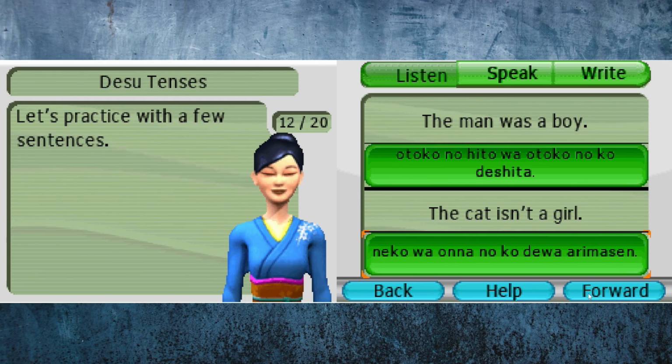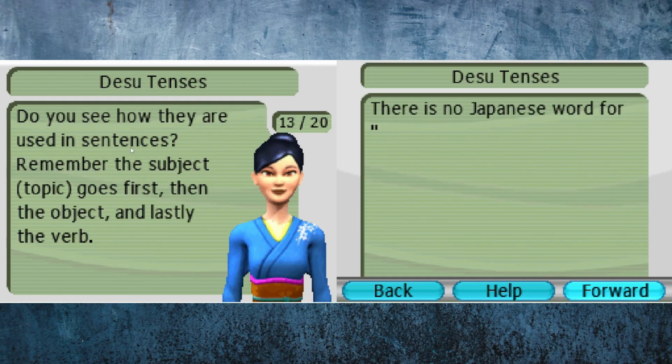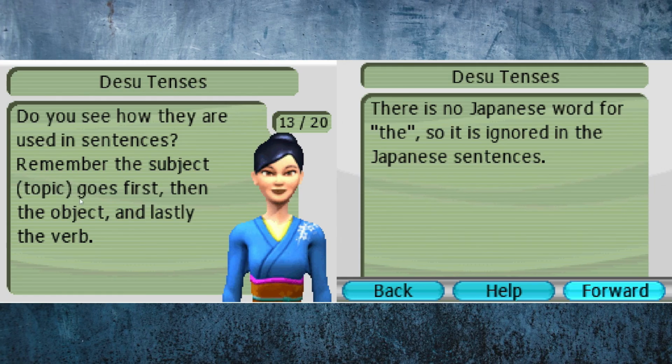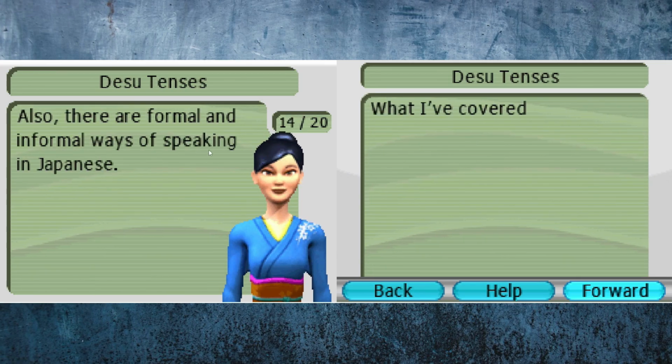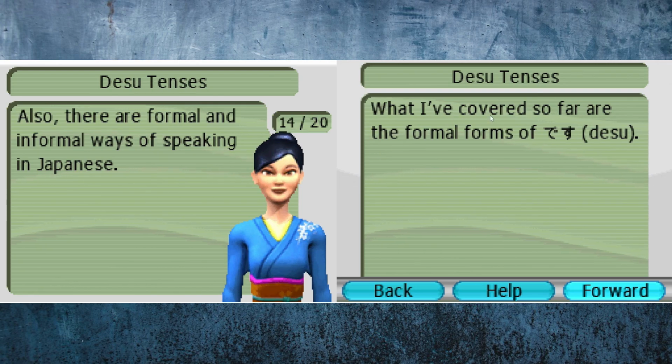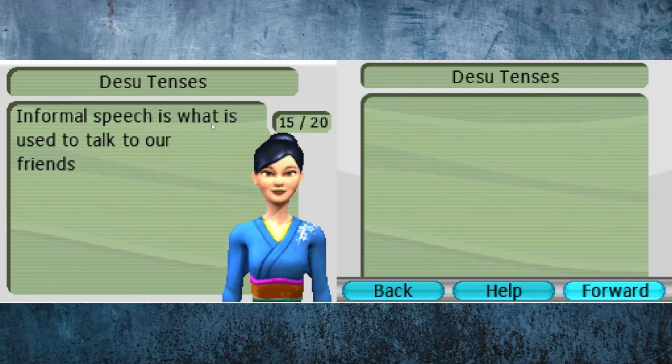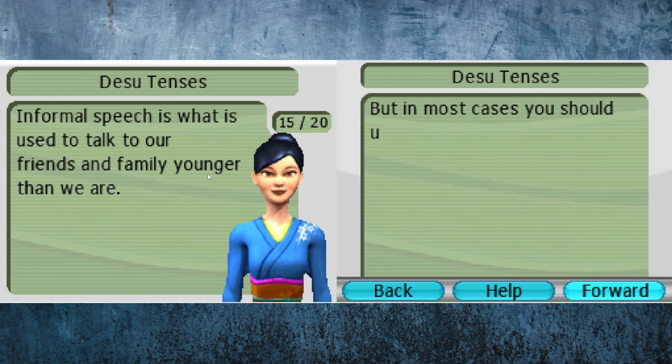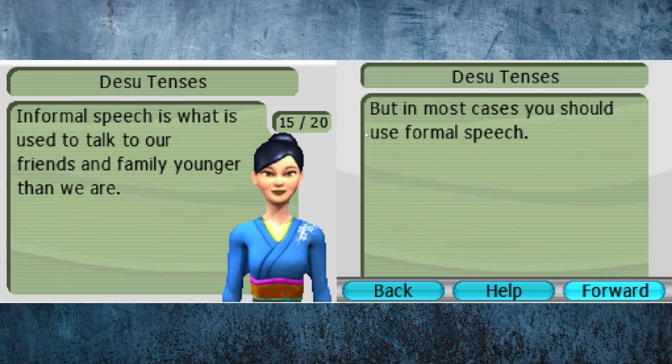I wrote down a lot already. Do you see how they are used in sentences? Remember, the subject topic goes first, then the object, and lastly the verb. There is no Japanese word for the, so it is ignored in the Japanese sentences. Also, there are formal and informal ways of speaking in Japanese. What I've covered so far are the formal forms of desu. Informal speech is what is used to talk to our friends and family younger than we are. But in most cases, you should use formal speech.